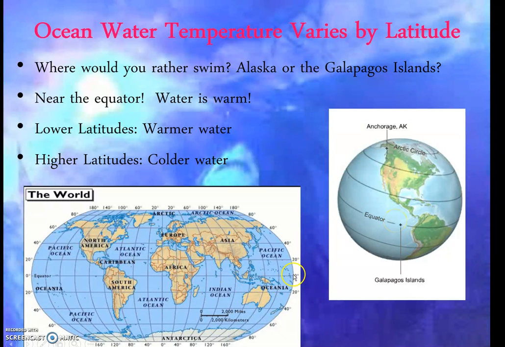So at lower latitudes, for example, as you can see on the second map here, lower latitudes are at 0 degrees. The water is much warmer at lower latitudes. At higher latitudes near the poles, for example, at 80 degrees here near the North Pole and at 80 degrees here near the South Pole, the water is much colder. So lower latitudes, warmer water, higher latitudes, colder water. So that's one way ocean water temperature varies by latitude.